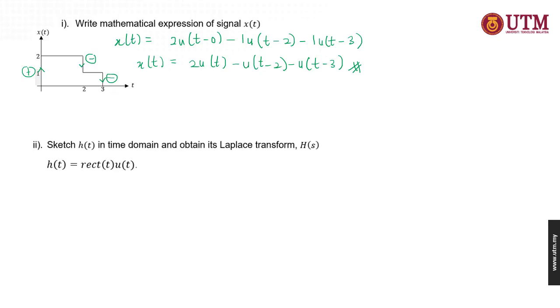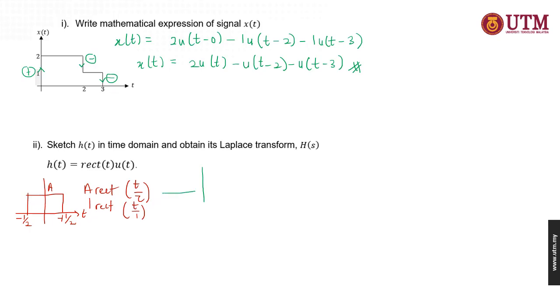Okay, so next question: sketch h(t) in the time domain and obtain its Laplace transform H(s). h(t) is given by rect(t) u(t). How does this signal look? For the rectangular function, always remember the basic rectangular shape. The magnitude is A, from negative 1 over 2 to positive 1 over 2 of t. So the equation is A rect(t over tau), where tau is the width of the rectangle. Compared to the given equation, it's 1 rect(t over 1), therefore the magnitude is 1 and the width tau is 1 as well.